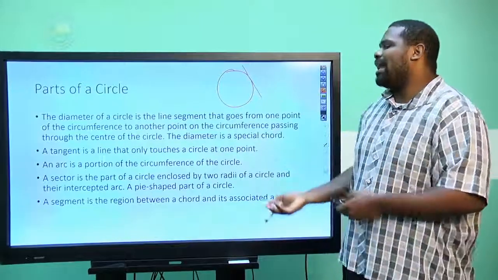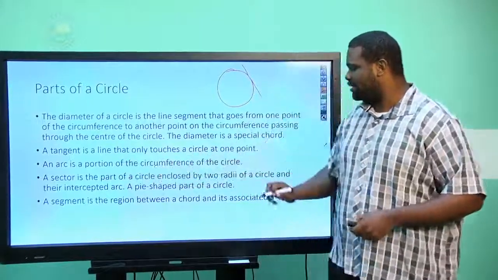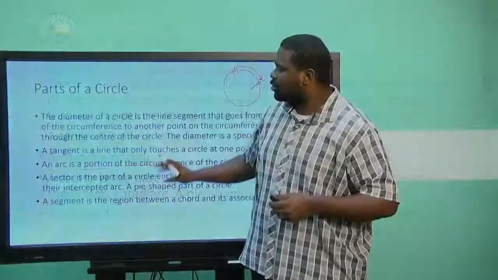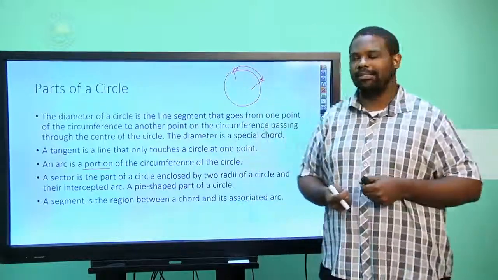Now, an arc is a portion of the circumference of a circle. A portion, a big word for some, or we can say that an arc is simply a part of the circumference. And since we already know that the circumference is the boundary of the circle, an arc will simply be a part of that. So this would be an arc, because it is a part of the circumference of the circle.